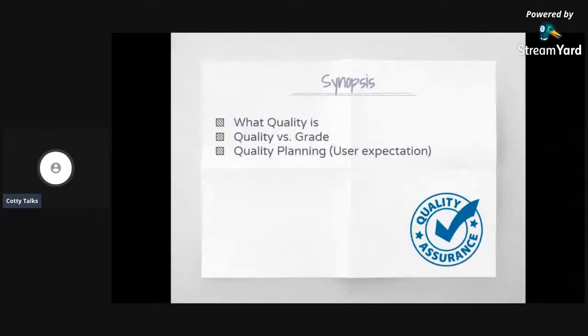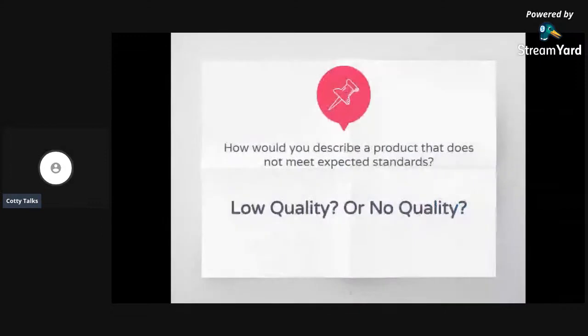So, the synopsis. What we'll talk about in the short time is what quality is, quality versus grade, and quality planning. That's the user expectation itself. And like I said, there are going to be some questions and discussions. The first thing I want to throw to everybody is, how would you describe a product that doesn't meet expected standards? Do you describe it as low quality or no quality?